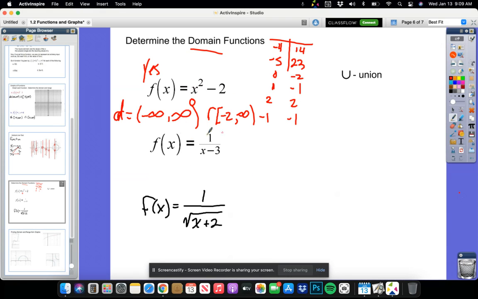So let's look at this equation right here. Is there a number I can put in here that will make this particular problem a no solution or undefined? Remember, anything with a fraction, if I get a 0 down here, this makes it undefined. I cannot have a 0 down here at all at any point.